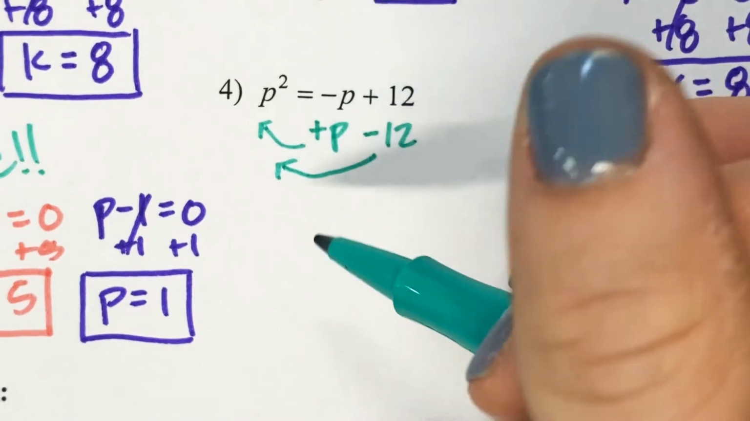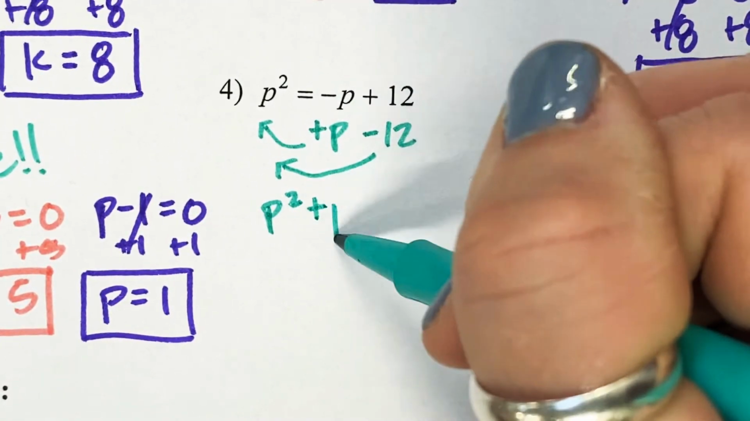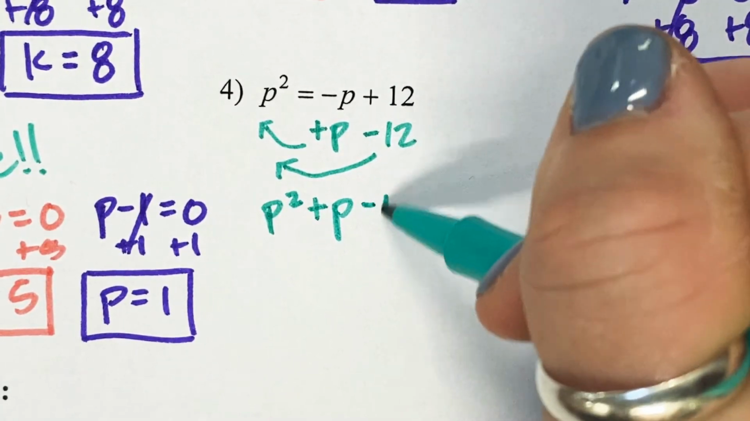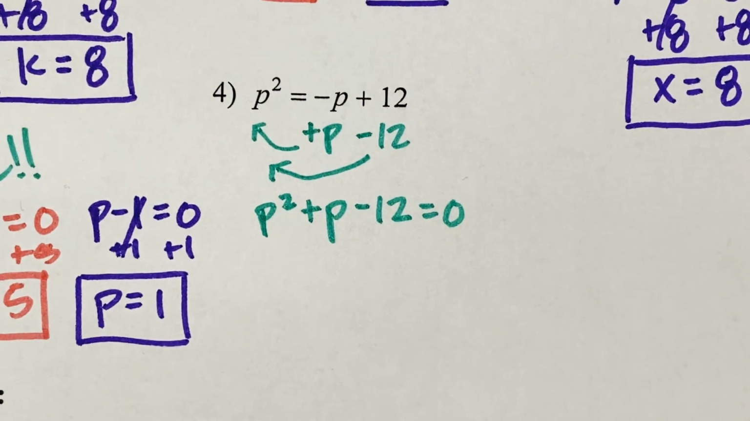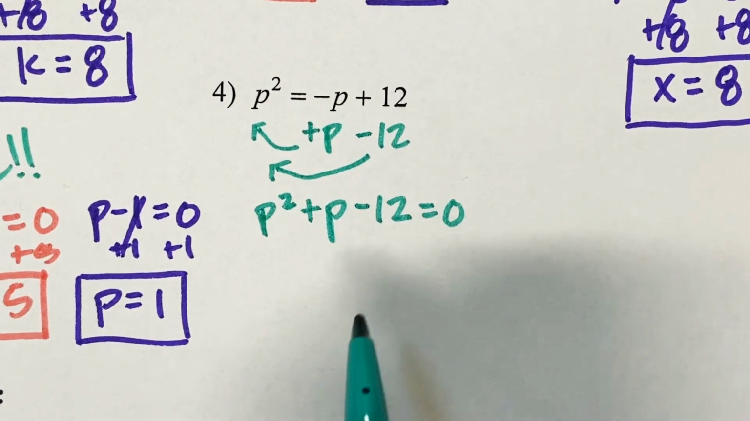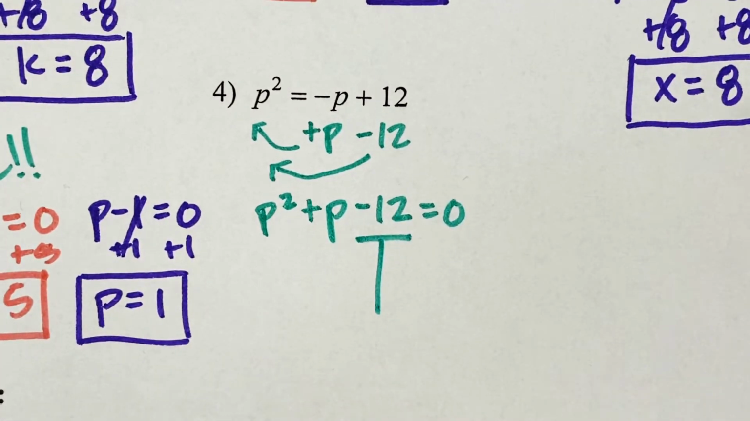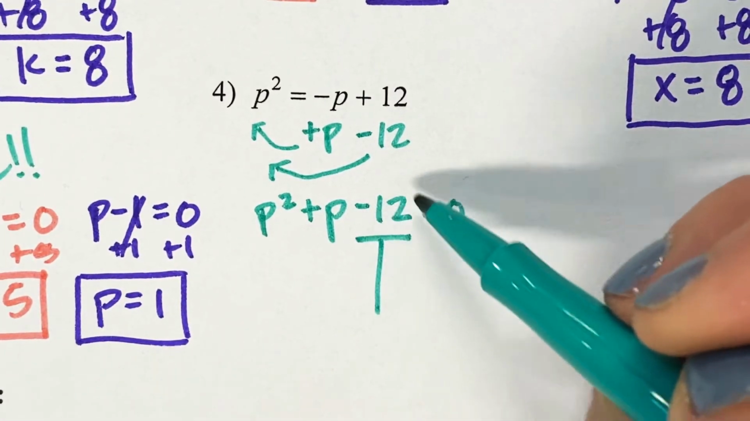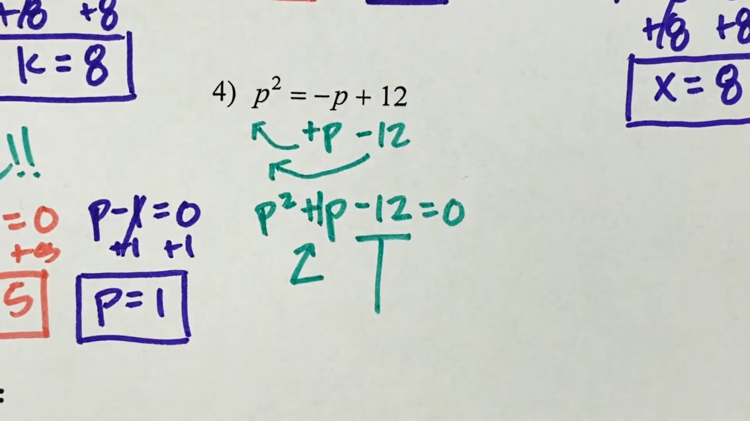So now we can rewrite it. P squared, that was already over there. Plus p was how we moved it. -12 was how we moved it, and now it equals 0. So now we can go ahead and solve it. I need two numbers that are going to multiply to -12, but add to +1, right?